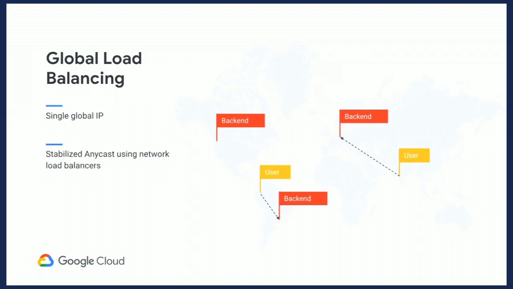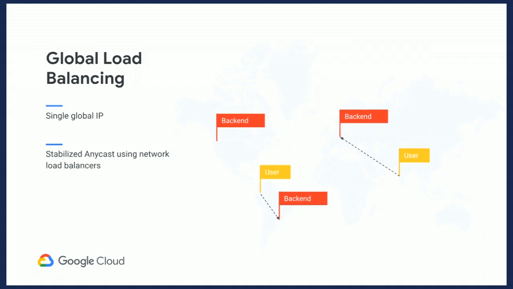Now we are able to assign a single global IP for your load balanced applications because we use stabilized Anycast. Anycast, as many of you may know, is a routing and addressing methodology that allows us to route datagrams from a sender to the closest receiver among a set of multiple receivers that are all programmed to serve traffic on the same IP address.